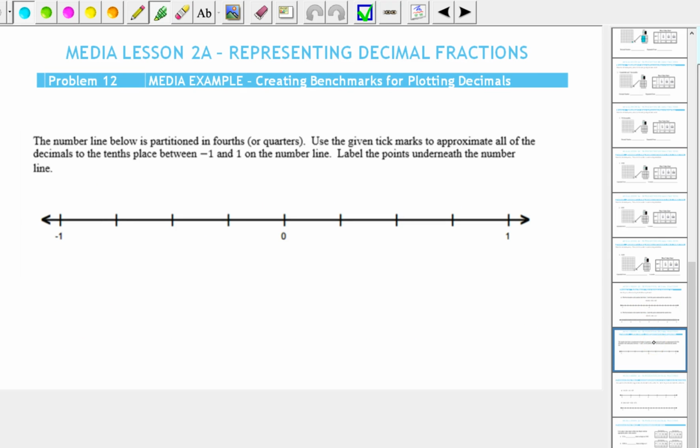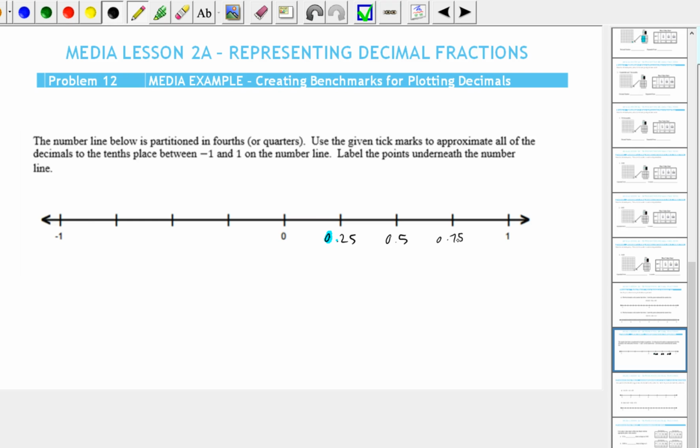So what we're going to do here: we first start by showing them something broken into quarters, and then having them write what these are. So this is 0.25, this is 0.5, 0.75. So connecting 1 quarter, 2 quarters, 3 quarters to the decimal representations.